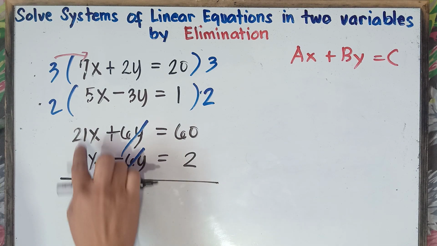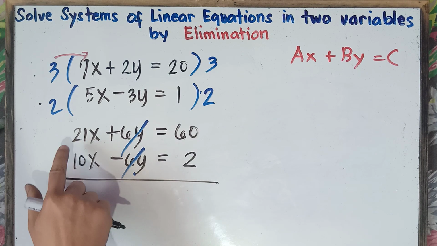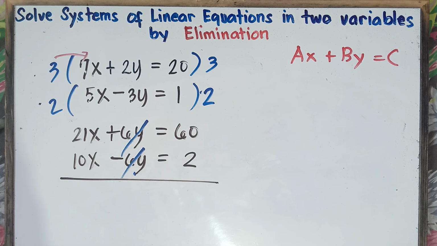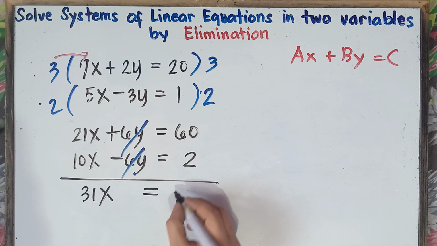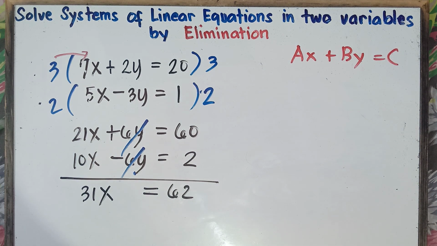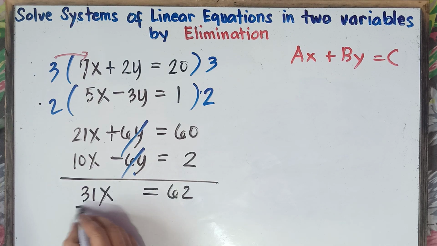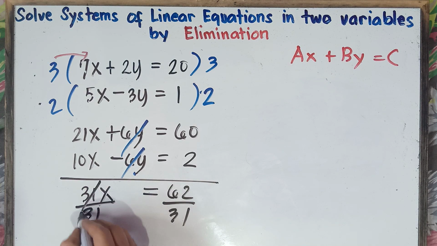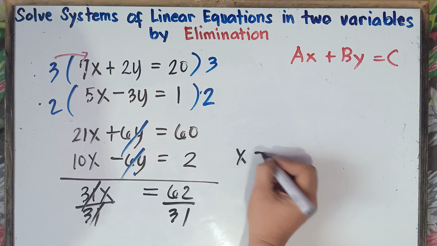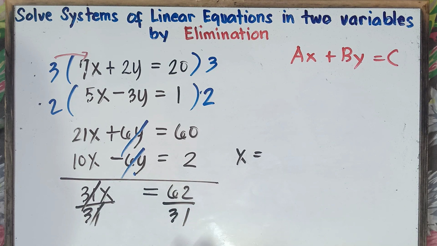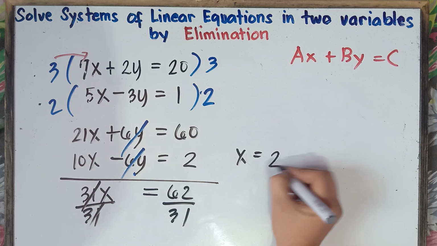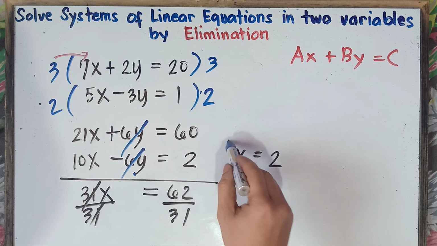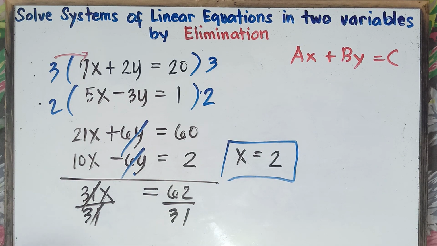And then simply combine this one, 21x plus 10x, that would be 31x. Equals 60 plus 2, that would be 62. And then to get the value of x, simply divide this one by 31. Divide by 31. Cancel this out. x is equal to 62 divided by 31. That would be equal to 2. So therefore, class, the value of x would be equal to 2.